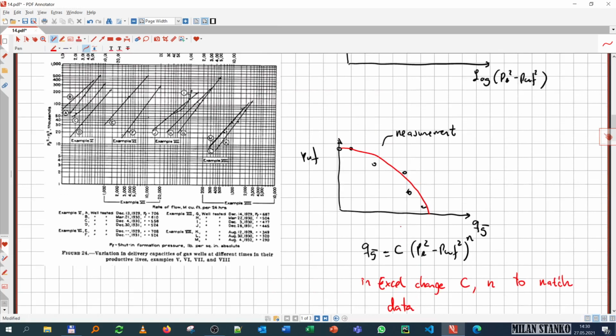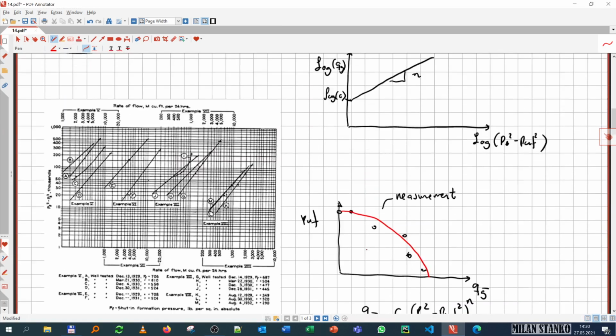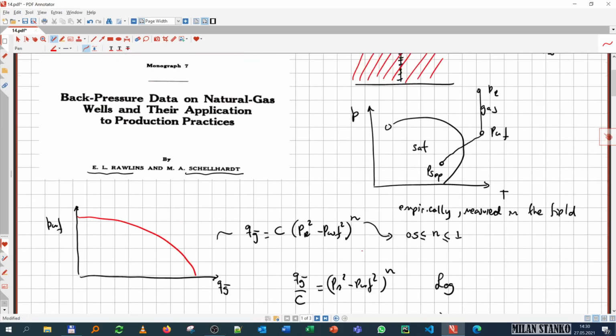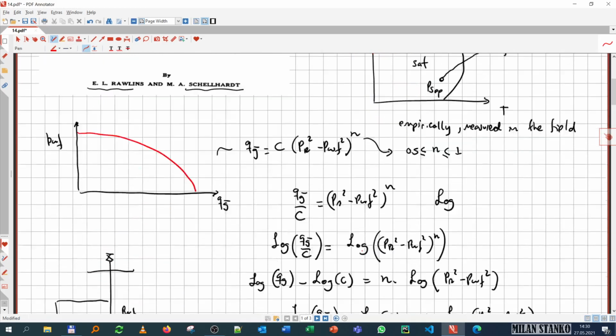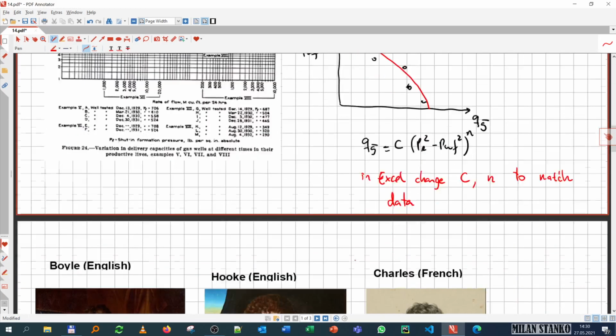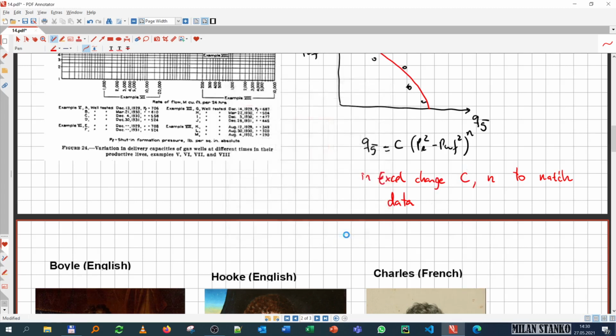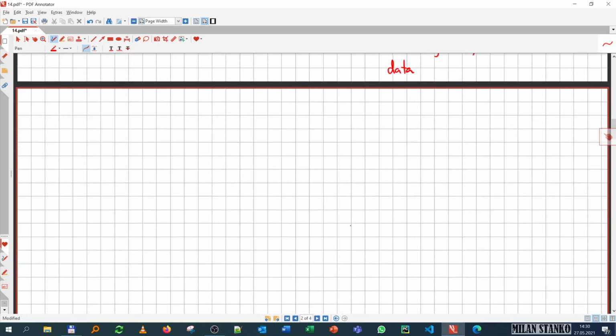Okay, but now the next step we are going to take is similar to what we did for the undersaturated oil IPR. We are going to try to derive it actually analytically. Okay, what does this IPR mean? So let's do that. Okay, so this is the analytical derivation.